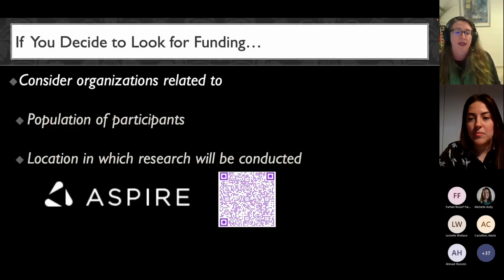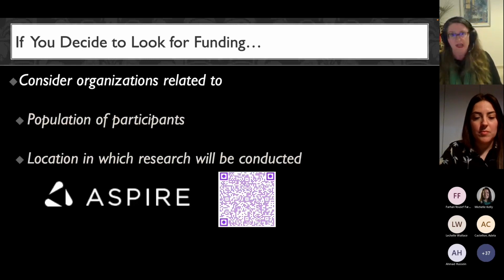Another option is the location in which the research will be conducted. I have a very generous grant from Aspire right now. That's an Abu Dhabi-based funding agency that looks to fund research happening in the Emirate of Abu Dhabi. So look around you in your own location.